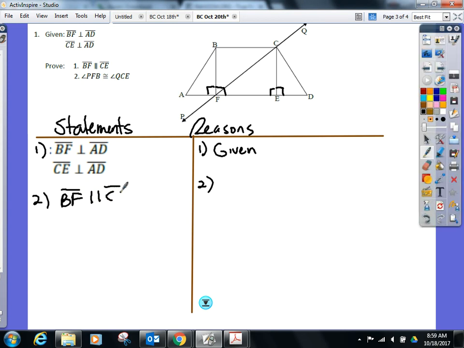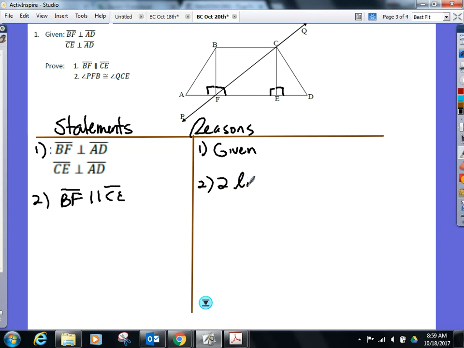So two lines perpendicular to the same line are parallel to each other. That's the quick way to do it.